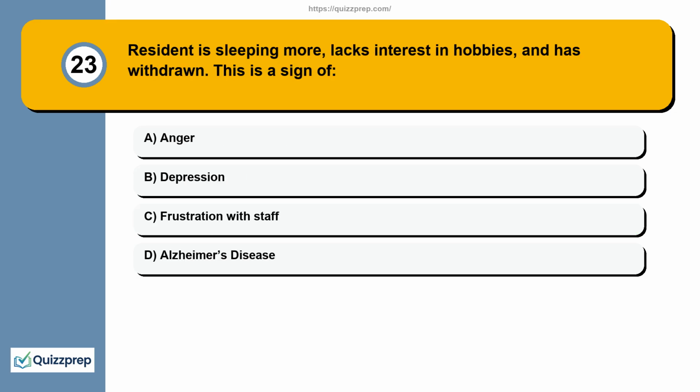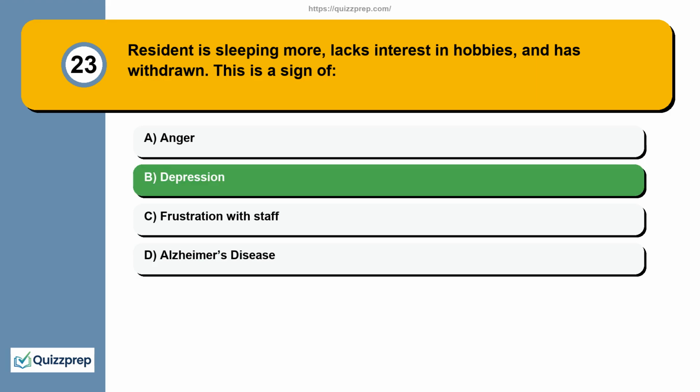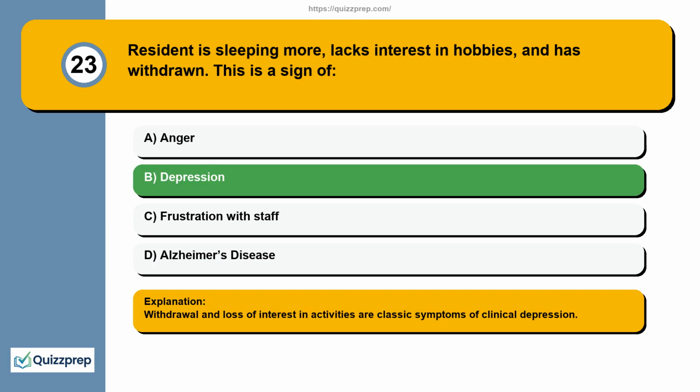Question 23. Resident is sleeping more, lacks interest in hobbies, and has withdrawn. This is a sign of anger, depression, frustration with staff, Alzheimer's disease. Withdrawal and loss of interest in activities are classic symptoms of clinical depression.